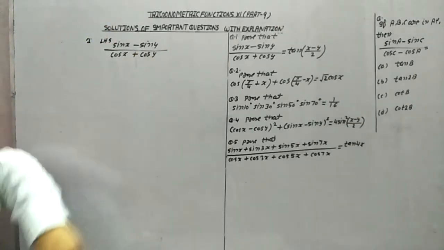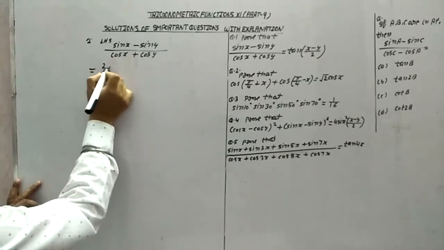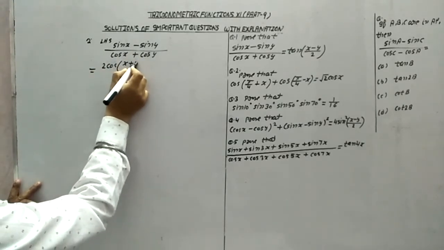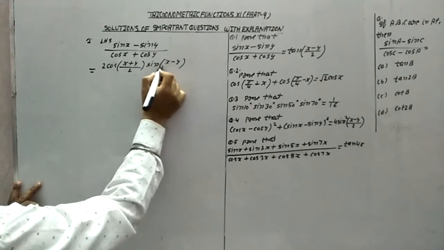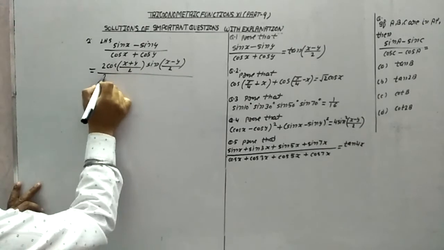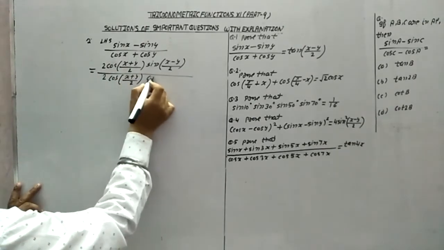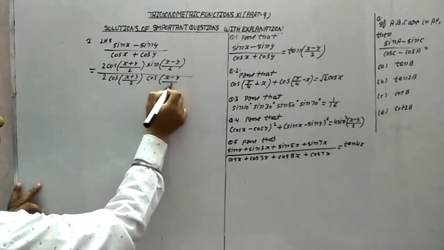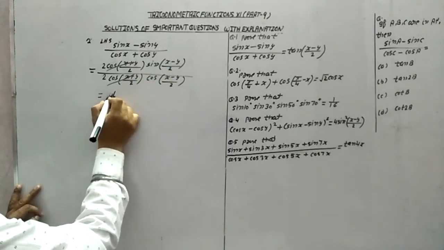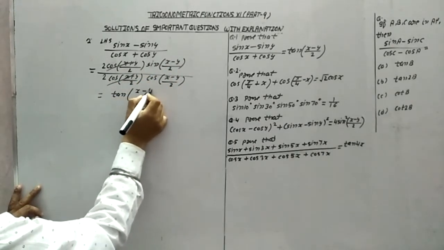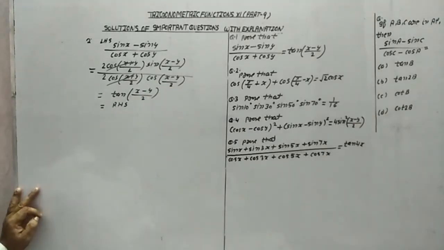First of all, we take the left hand side. Now we have to use the identities. Sin C minus sin D is equal to 2 cos (C plus D) upon 2 sin (C minus D) upon 2. In the same way, cos C plus cos D is 2 cos (C plus D) by 2 cos (C minus D) by 2. This term cancels out, and sin theta upon cos theta means tan theta. So the answer is tan of (x minus y) by 2, which is equal to the right hand side.